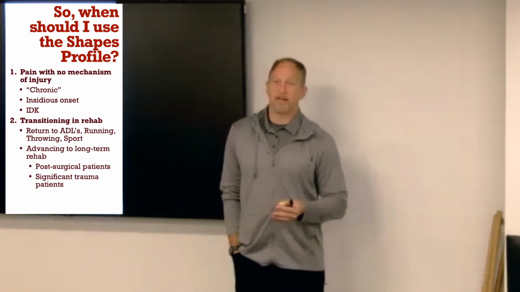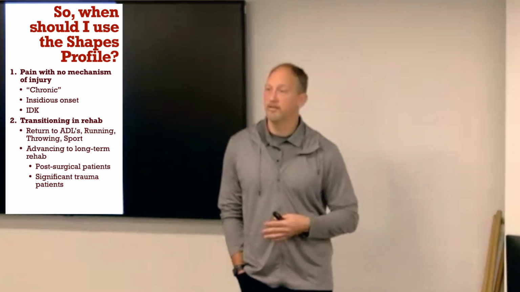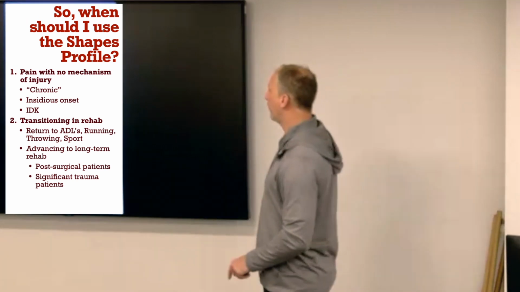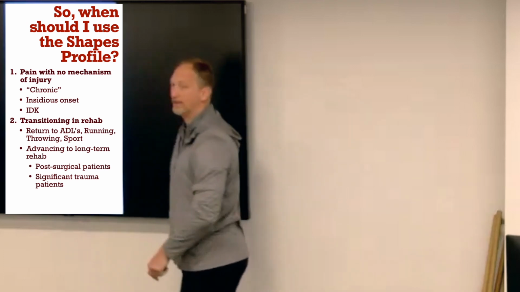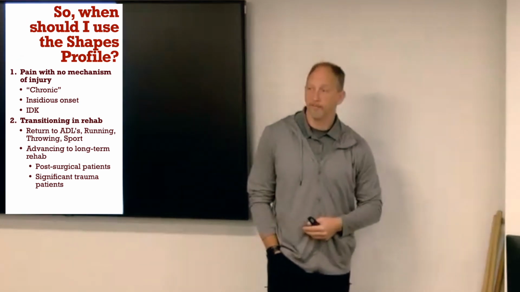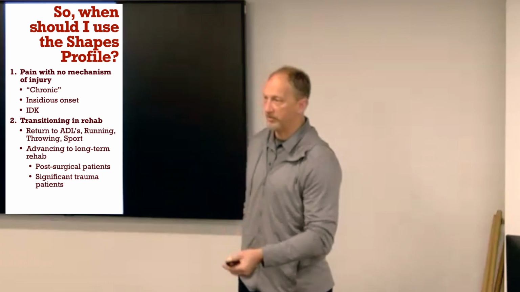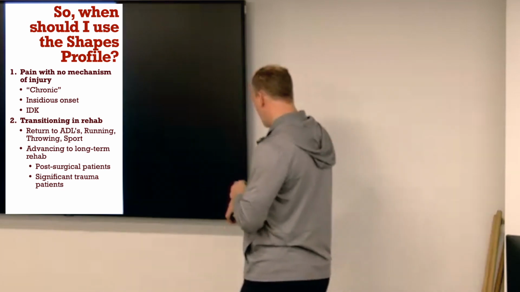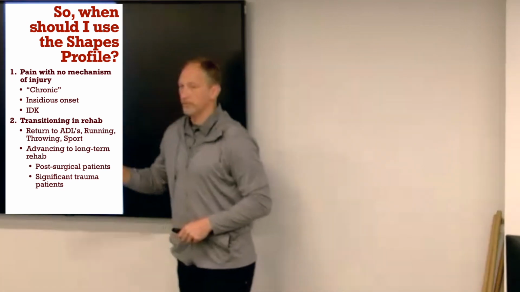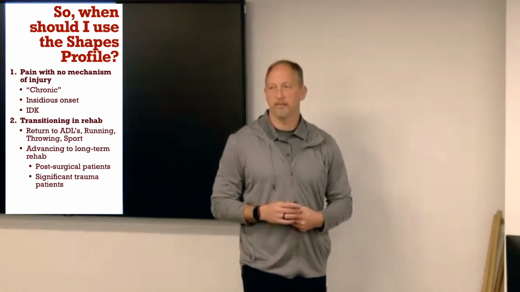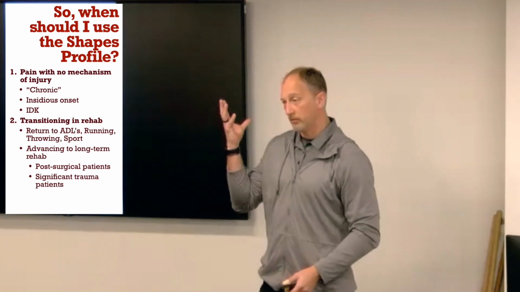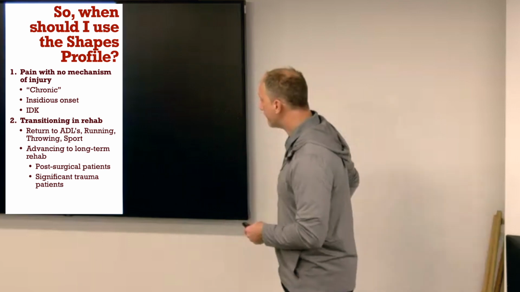Same thing with returning back to throw and returning back to sport. Typically, when we get back to sport, we have some other things that we look at, and we usually do incorporate movement a little bit, as well as range of motion, some strength stuff. But the shapes give us a little bit more precision in some of the questions that we're answering. Because again, we're looking at should they or shouldn't they.